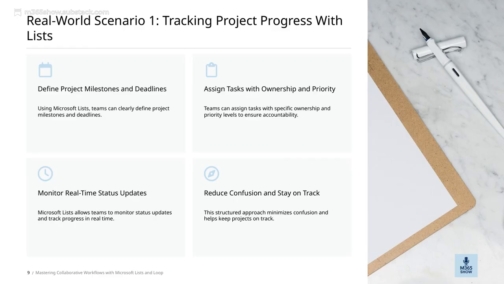Another important point is task assignment. Teams can assign specific tasks with clear ownership and priority levels. This not only clarifies who is responsible for what, but also ensures accountability across the board. And finally, using Microsoft Lists, teams can define project milestones and deadlines clearly. Setting these benchmarks helps everyone stay aligned and focused on meeting objectives on time. Together, these features create a streamlined, transparent process that keeps projects moving smoothly and efficiently.